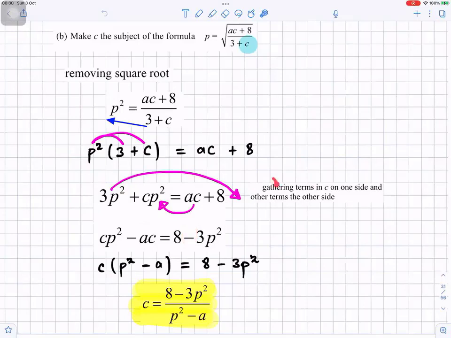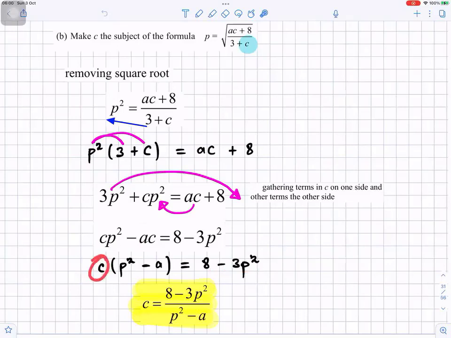So what we are doing is gathering terms in C on one side and the other terms on the other side. So we have C on the left, and anything without C on the right. Now we can factorize C. Our C is common there. Take C out of the bracket, and we're left with P squared minus A equals 8 minus 3P squared.